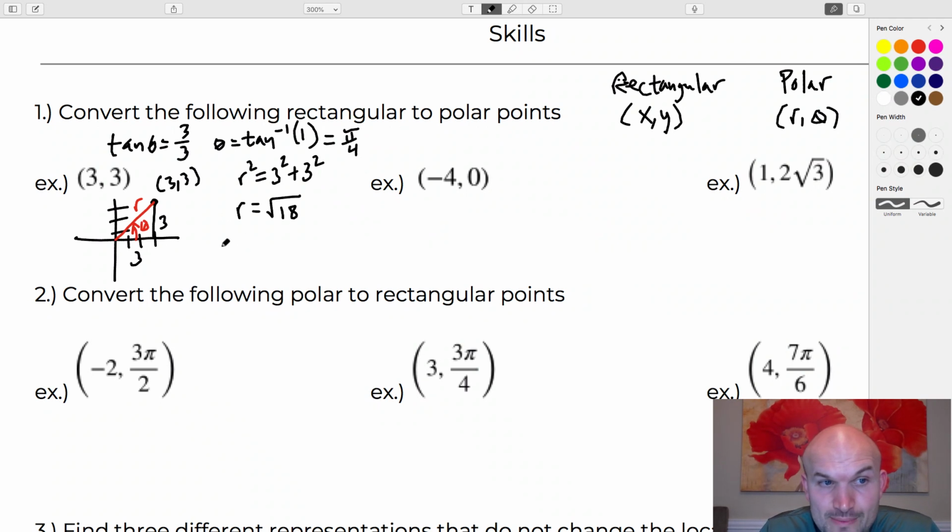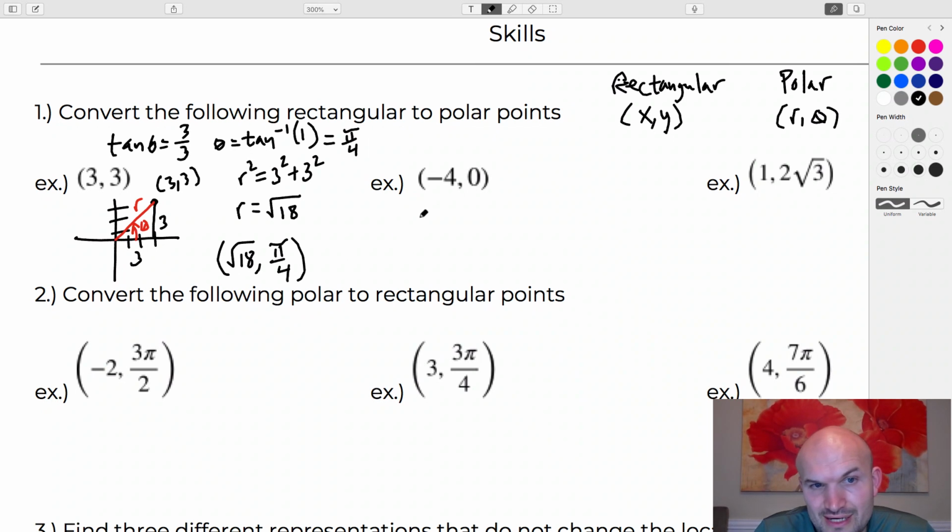So therefore, now to write my point in polar form, that's going to be the square root of 18 and then pi over 4. And I didn't say to address that, so I guess I should probably make sure I clarify that on these. All right, the next one is negative 4 comma 0.